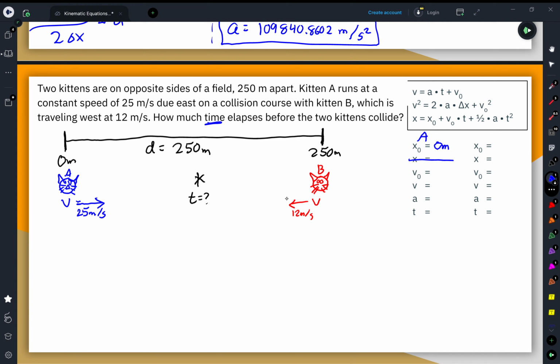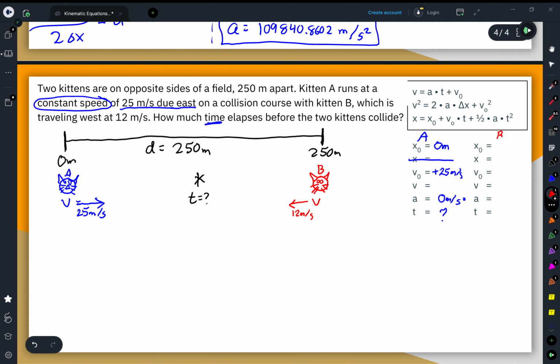My starting velocity is given. It's 25 meters per second due east. So this will be to the right, which is 25 meters per second. We're told it is a constant speed. That means the final velocity is the same, but really that also means that our acceleration is 0 meters per square second. We're trying to solve for time.